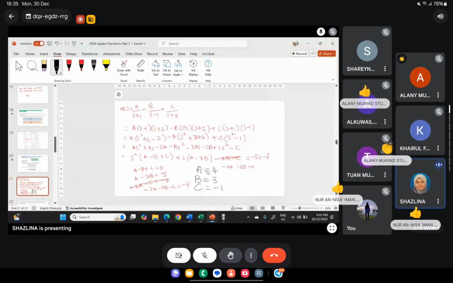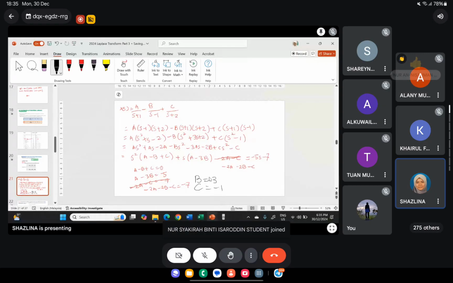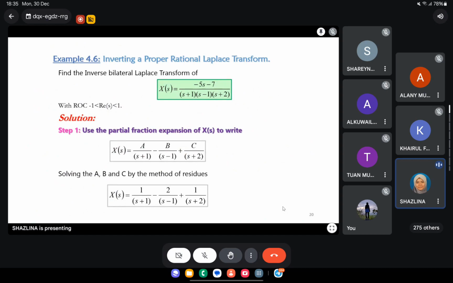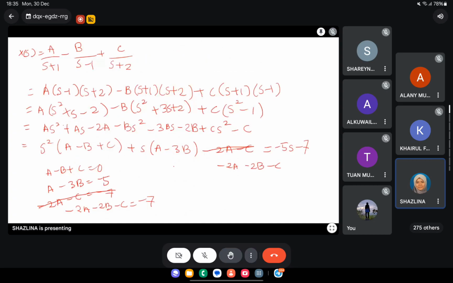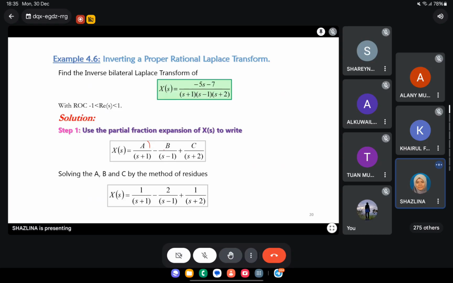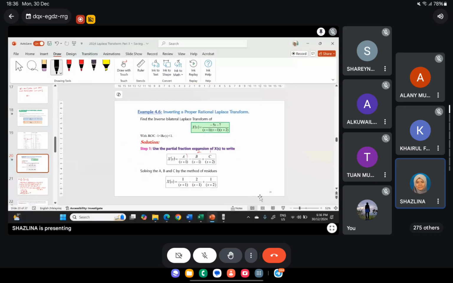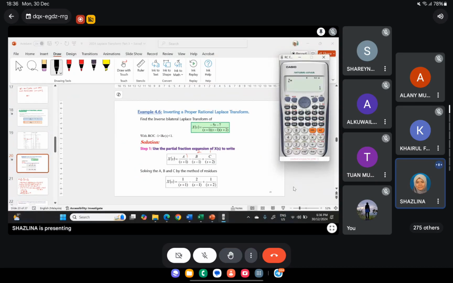Okay, it's correct. Thank you. It's 1 to 1, is it? So betul lah, A is 1, B is it negative 2? It's positive kan tadi kan? Okay, tak apa. We go back here first. A is 1, this is 2, this is 1. One to one.